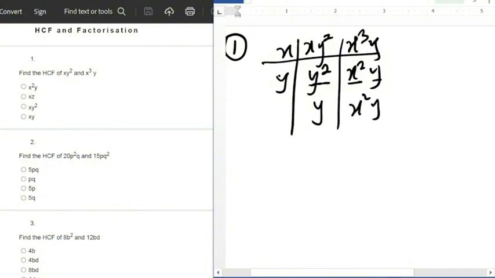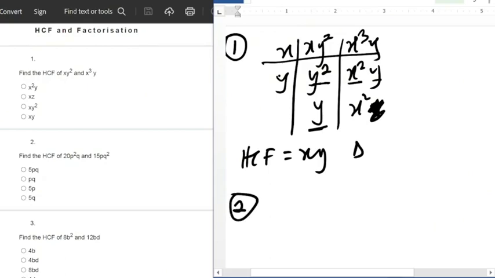There's nothing that is common. There's no factor that can go in y, and this is y squared, not x squared y. So there's nothing that can go in y and x squared. Therefore, the ACF will then be xy, and that is option D there. I hope that is very clear.